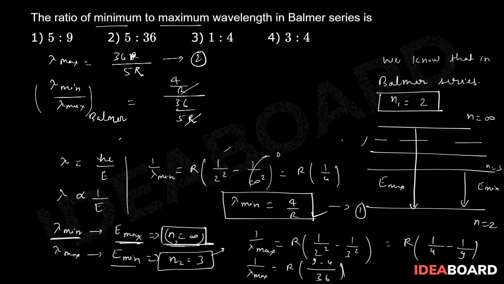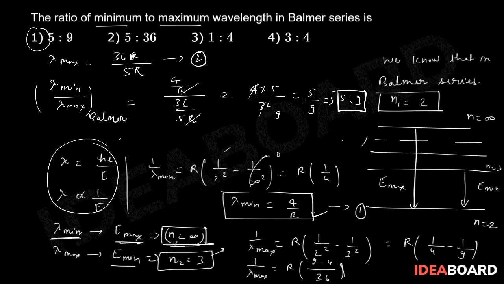So this R and R cancel out, and 4 will go with 5. So 4 into 5 divided by 36. This can be written as 5 by 9. So finally we got the answer, 5 by 9, which has to be the right choice. So option number 1, 5 by 9, will be our right choice. Conceptually this segment was important when we are getting lambda minimum and when we are getting lambda maximum.